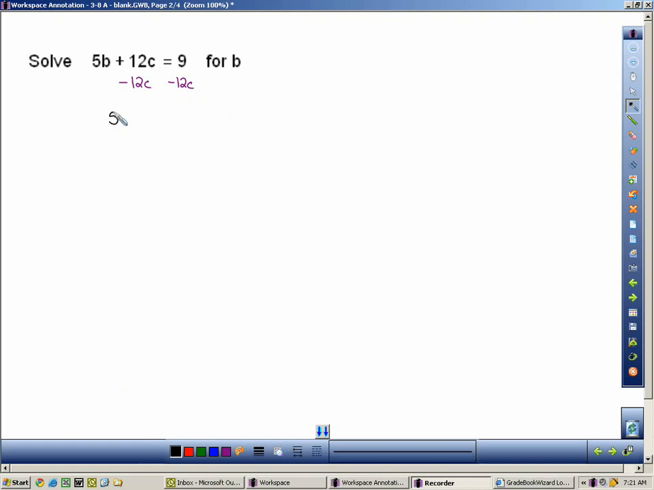So 5b is left on the left side. That's going to be a 0. And then 9 minus 12c, I cannot combine that because those are not like terms. Please be careful and don't write that as a negative 3 or a negative 3c. Now the b is almost alone, except the 5 is there, and to get rid of a 5 of multiplication, I'll divide both sides by 5.